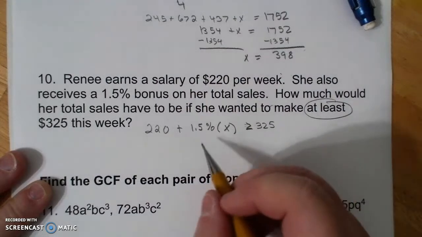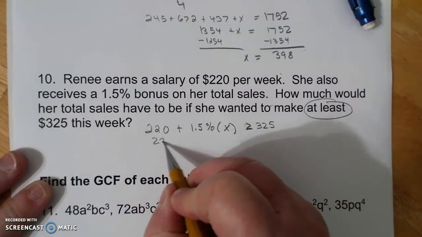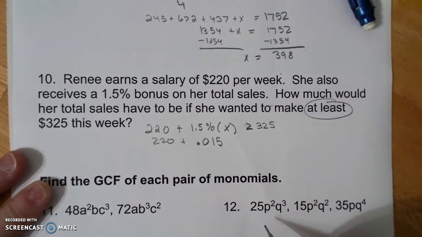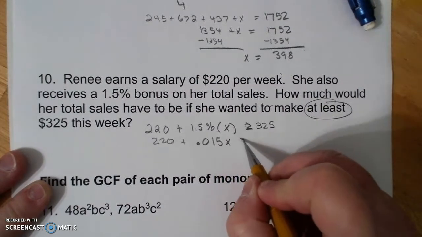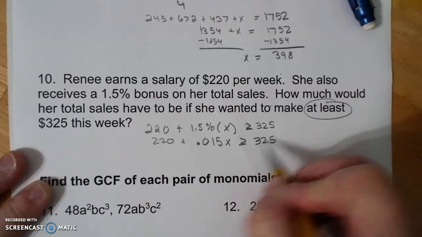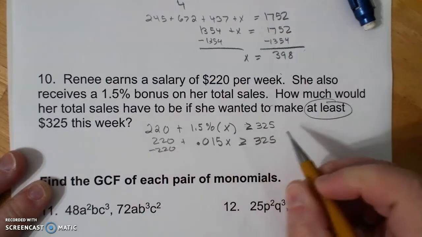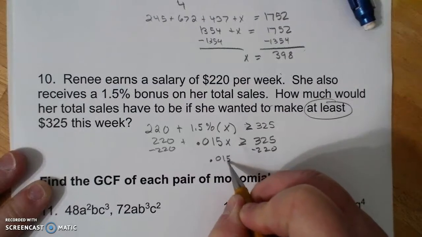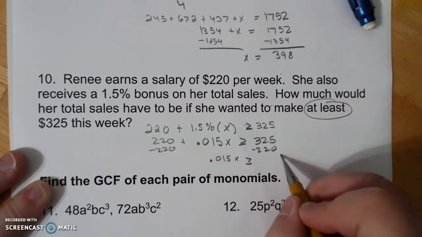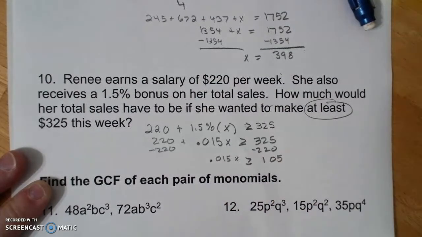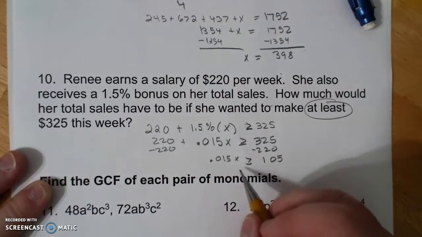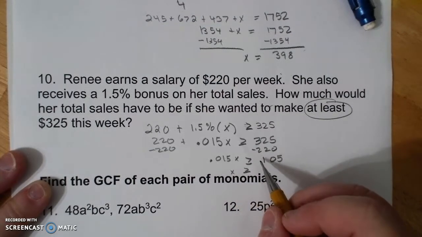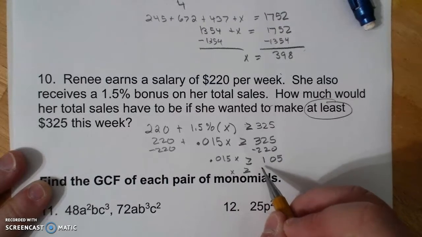Okay, then what I'm going to do is I'm going to do 220 plus 0.015x is greater than or equal to 325. Subtract the 220. 0.015x has to be greater than or equal to 105. And divide, and so x has to be greater than or equal to $7,000.